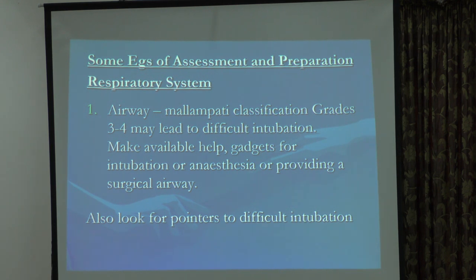So for that reason, you're able to make available help, as in personnel, for intubation. We have a video laryngoscope. In our neuro theater it's almost always there, and we have one in the general theater. When you assess the patient, you can get it closer. With a video laryngoscope, you can see things that other people cannot see, for intubation or anesthesia, or providing a surgical airway.